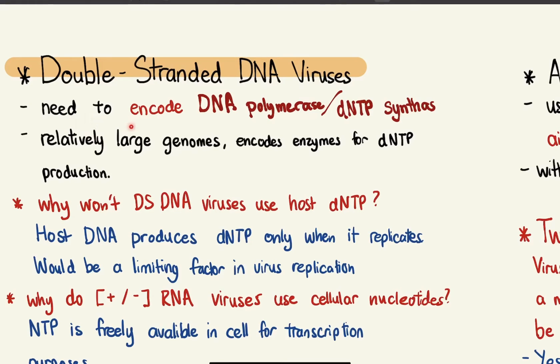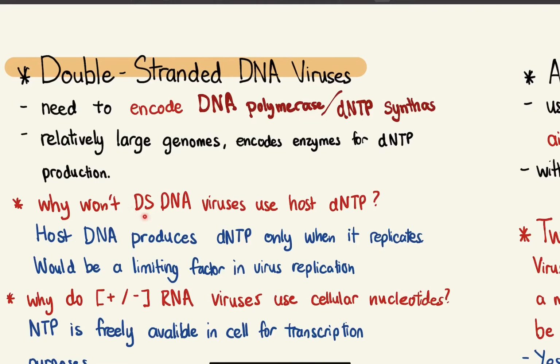So it needs to encode DNA polymerase and dNTP synthase. And this is the wrong spelling, I forgot the E over here. So the DNA polymerase, obviously, we know what that is for. And the dNTP synthase is going to create the dNTP. So this is a relatively large genome that encodes enzymes for dNTP production.